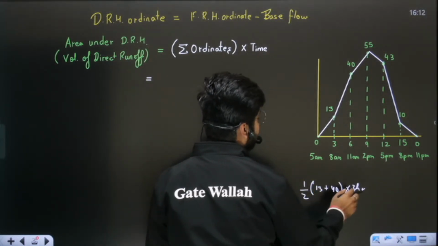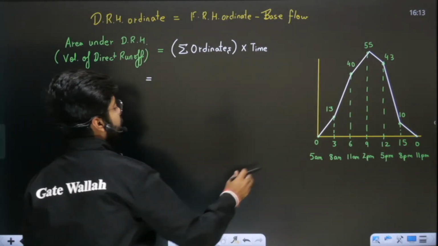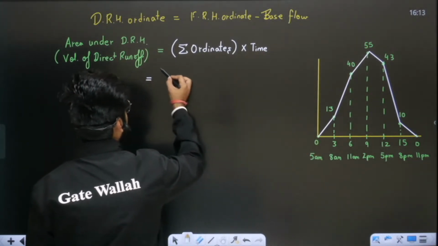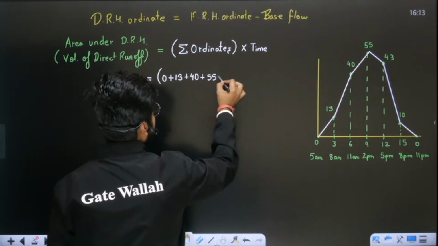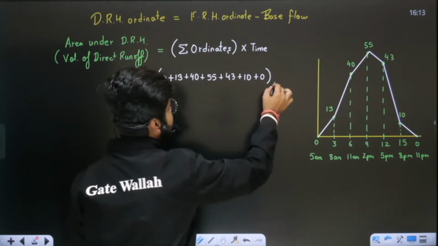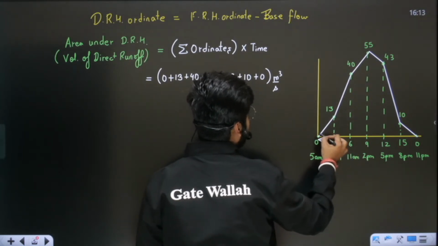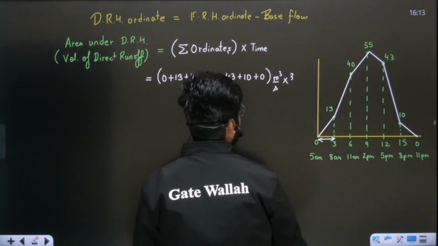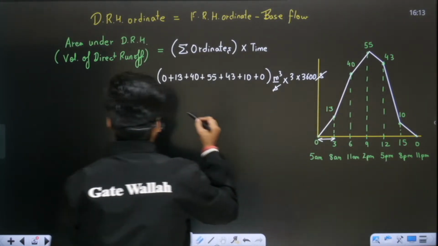This is very simple. If you sum it up, you will see that this formula will ultimately come. So we can directly sum up all the ordinates: 0 plus 13 plus 40 plus 55 plus 43 plus 10 plus 0, in meter cube per second. The time gap between each is 3 hours, so multiply by 3 hours. We can convert hours into seconds, since in 1 hour we have 3600 seconds, so second and second will cancel and you will get the answer in meter cube.